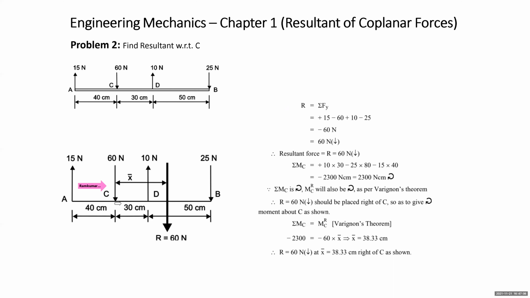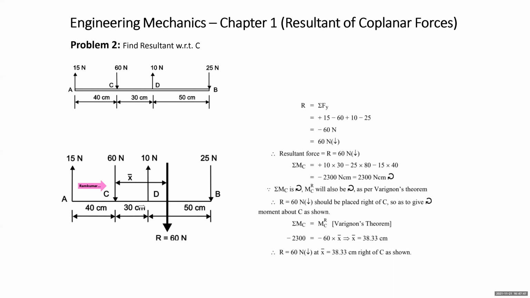So I'll assume an axis through point C perpendicular to the bar. Now, moment of 60 Newton about C will be definitely 0. Line of action is passing through C. Now 15 Newton. 15 Newton will try to rotate the bar about point C in clockwise direction. So 15 into 40 is clockwise, minus. 10 upward on the right side, 10 into 30 will give anti-clockwise moment, positive. 25 into 80, that will give you clockwise moment, which is taken minus. So you can see that here, 10 into 30, I've taken anti-clockwise. 25 into 80, that is clockwise, minus, and on the left hand side 15 will also give you clockwise.